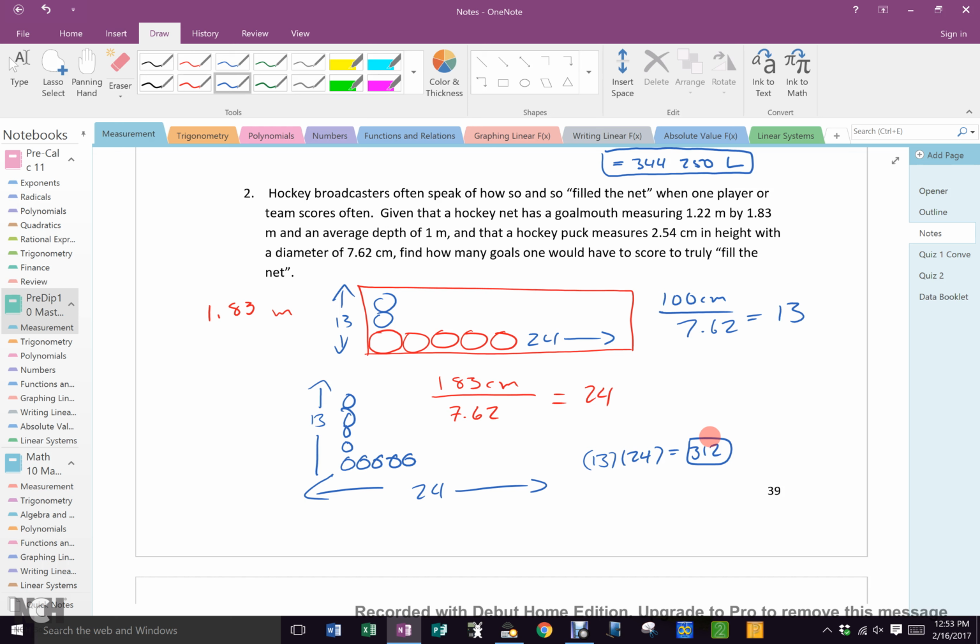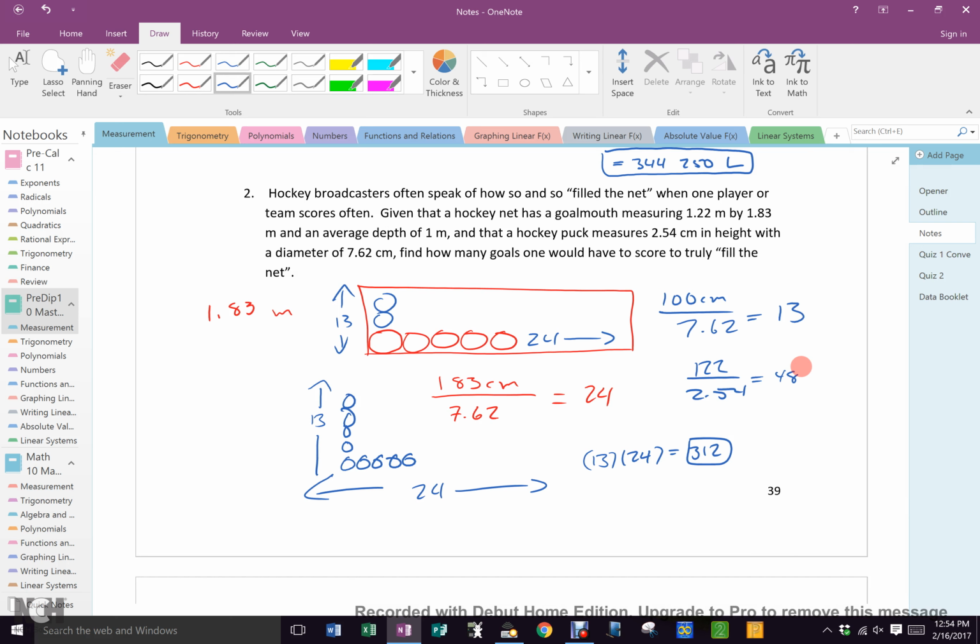1.22 meters, which is how many centimeters? 122. What do I have to divide that by? Why is it 2.54? Why isn't it 7.62? 7.62 is across the puck. 2.54 is up and down, yes? So how many pucks will fit up and down? 48. So as Brianna says, she recognizes I got 312 on the bottom, right? But I can fit 48 pucks upwards, yes?